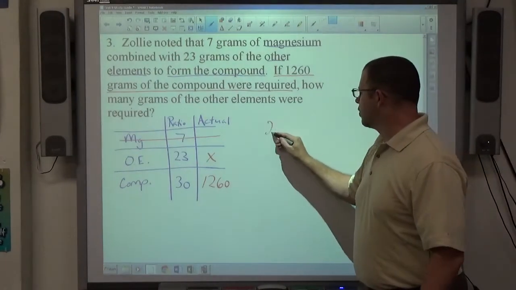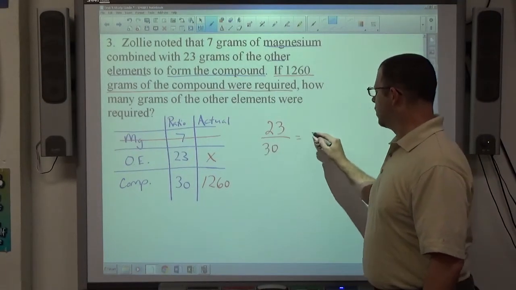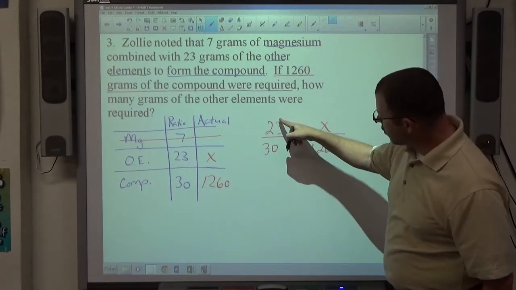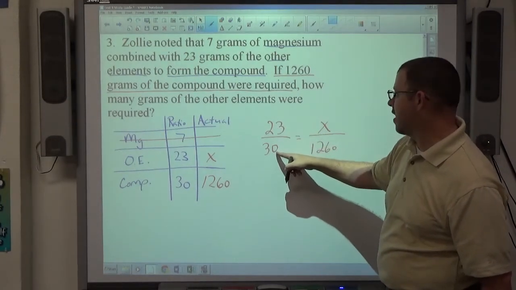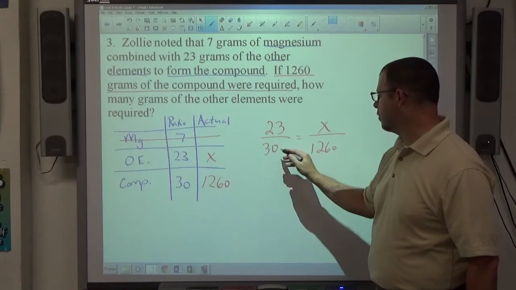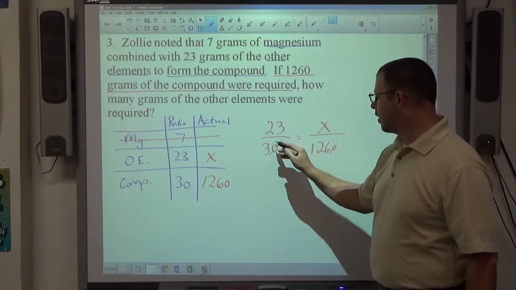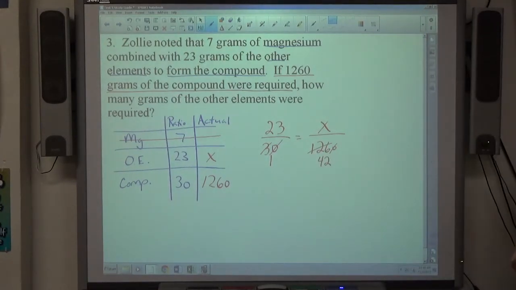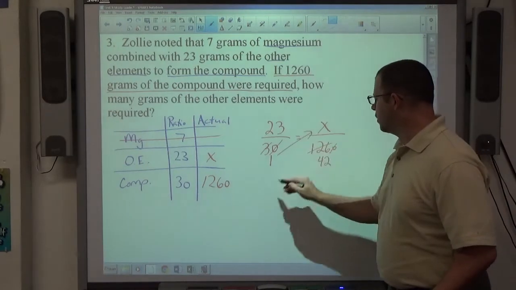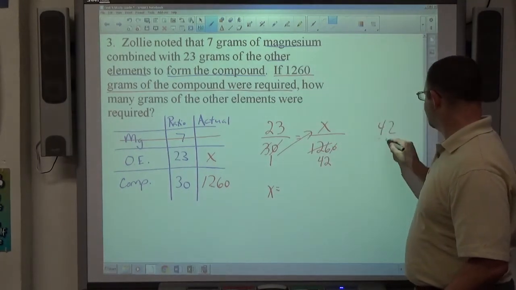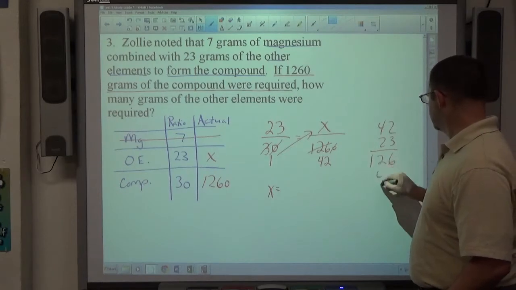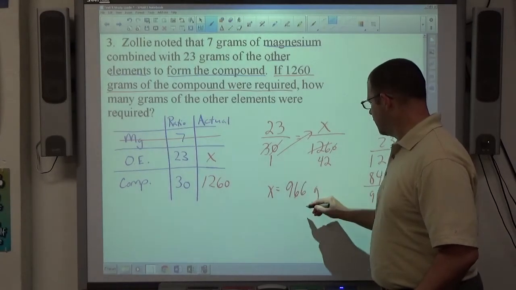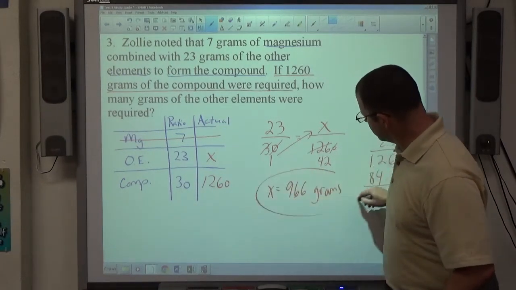So we get 23 over 30 is equal to x over 1260. As with all ratios and proportions, it can be reduced vertically if those numbers have a common factor, which they don't, or horizontally if those have a common factor, which they do. Obviously 10. And if you want to go even further, 3 goes into 3 and 3 goes into 126. So that would be the best plan there. 1 times x equals x, and 23 times 42. We get 966 grams of other elements.